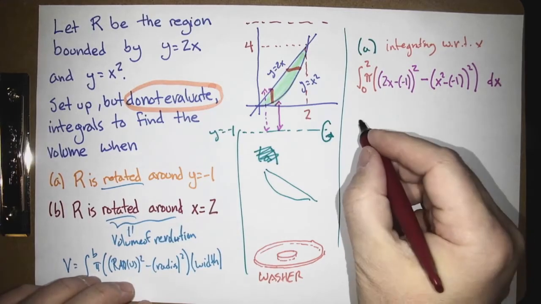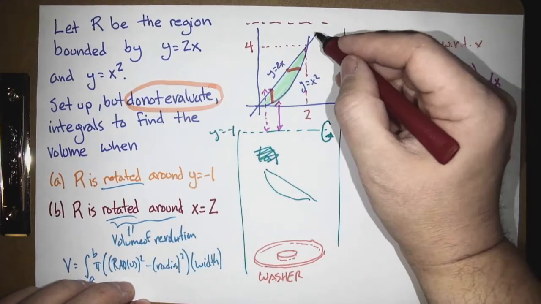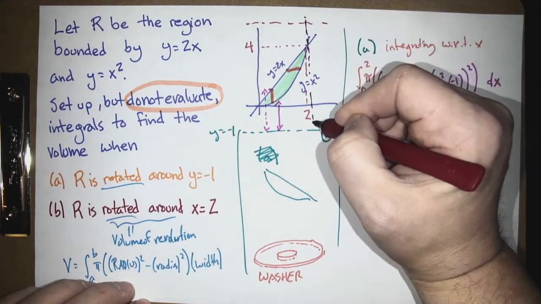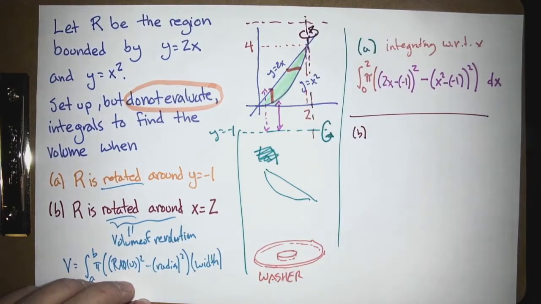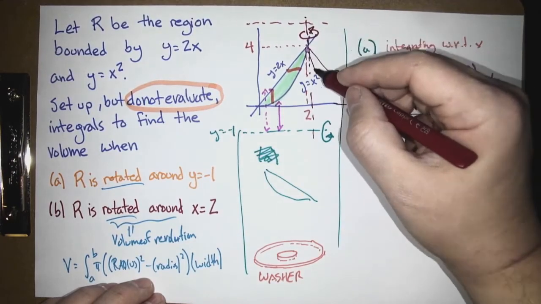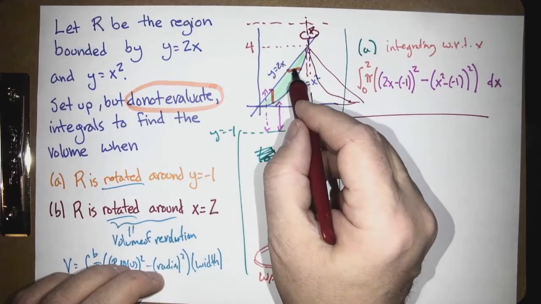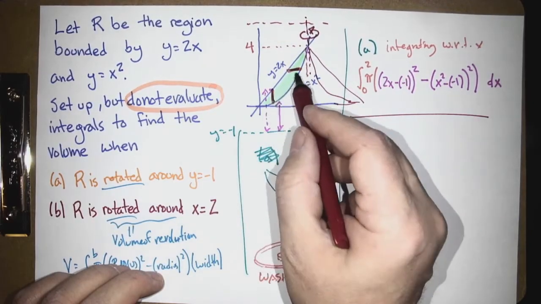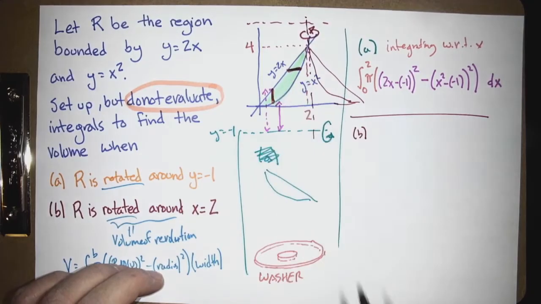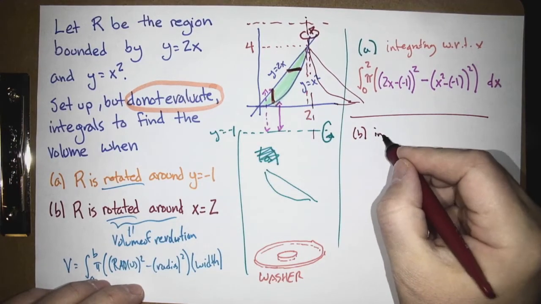Okay, so we have a part B. Now, around x equals 2. So here is x equals 2, and we're spinning, so we're going to end up forming a shape. In this case, what should we integrate with respect to? Y, right? Because we think about which one would form the right shape. This horizontal slice would form the right shape, and a horizontal slice means integrating with respect to y.